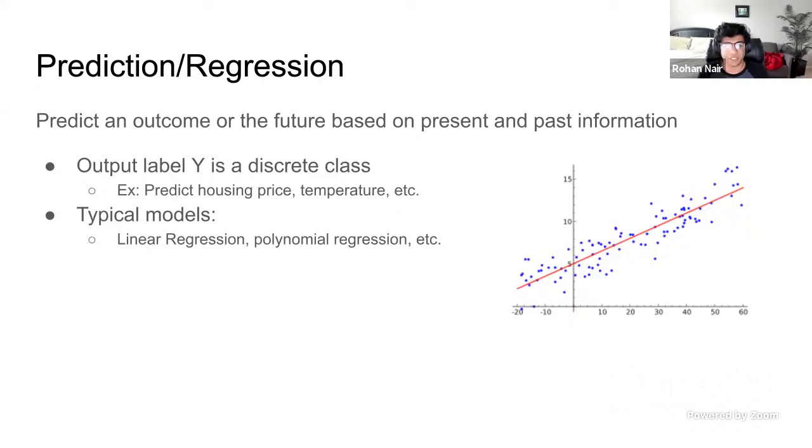And then we also have regression. Again, the goal is the same: we want to predict the outcome based on present and past information. But here, oops, this should say continuous class. My bad. We want to predict something like a housing price or a temperature, something that doesn't fall into discrete classes. We want to predict something that falls into a continuous class, so over real numbers. In this case, something like linear regression or polynomial regression would be a good model to use here.